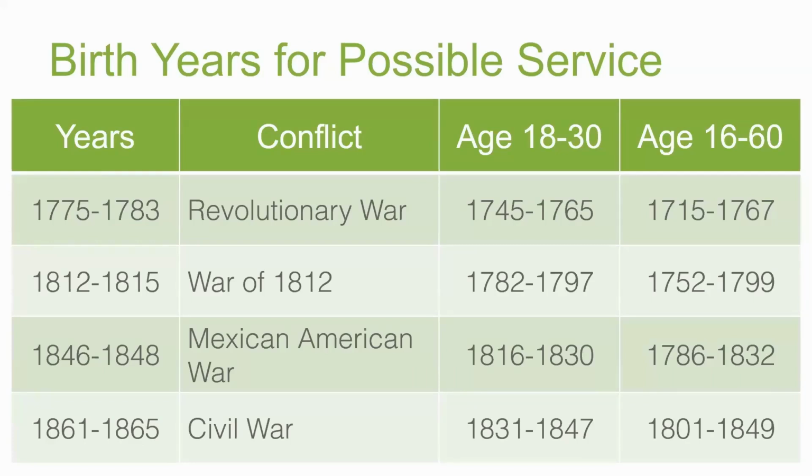So this table is in your syllabus in your handout, and it can help you figure out if your ancestor might have served, or their likely birth date based on their service. For example, if we look at the first line for the Revolutionary War, most were between 18 and 30, and so they would have been born sometime between 1745 and 1765. But people could have served as young as 16 and as old as 60, so I included a table for that as well.